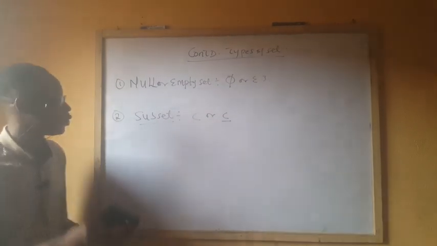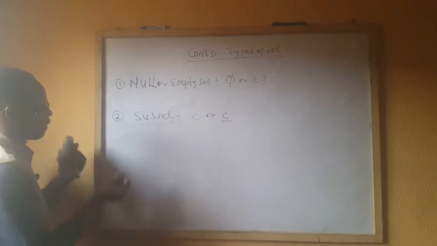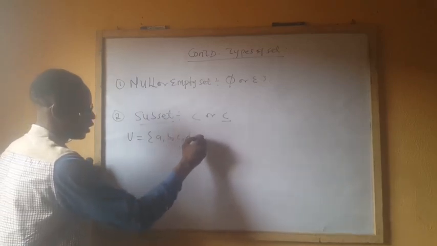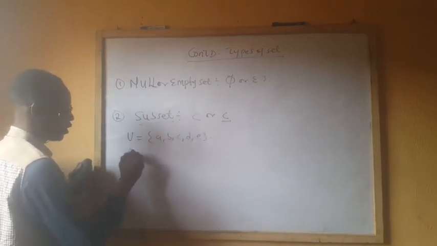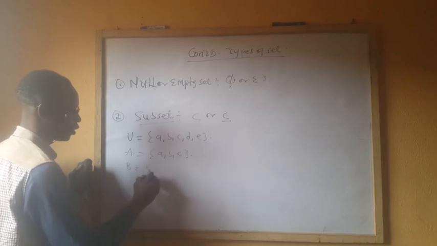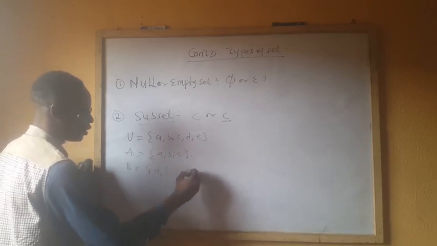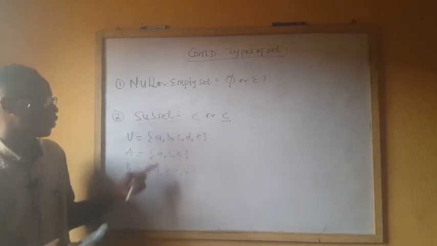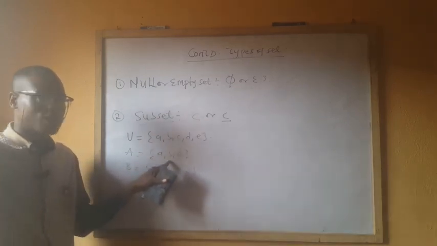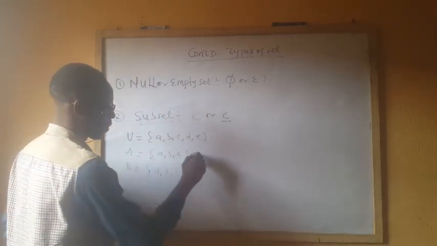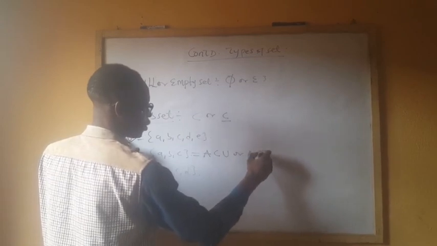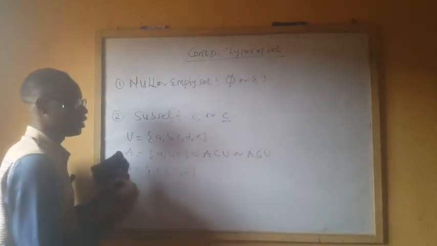So let us consider an example here too. Given universal set A, B, C, D, and E, and we have subset A to be A, B, C, and we have subset B to be A, K, C, D. Now, if you look at these two subsets of this universal set, it is only this one that contains this element, but this does not contain this element. So if I want to interpret this one, I can simply say A is a subset of the universal set, or I can write it like this: A is a subset of the universal set. So either this or this is allowed.